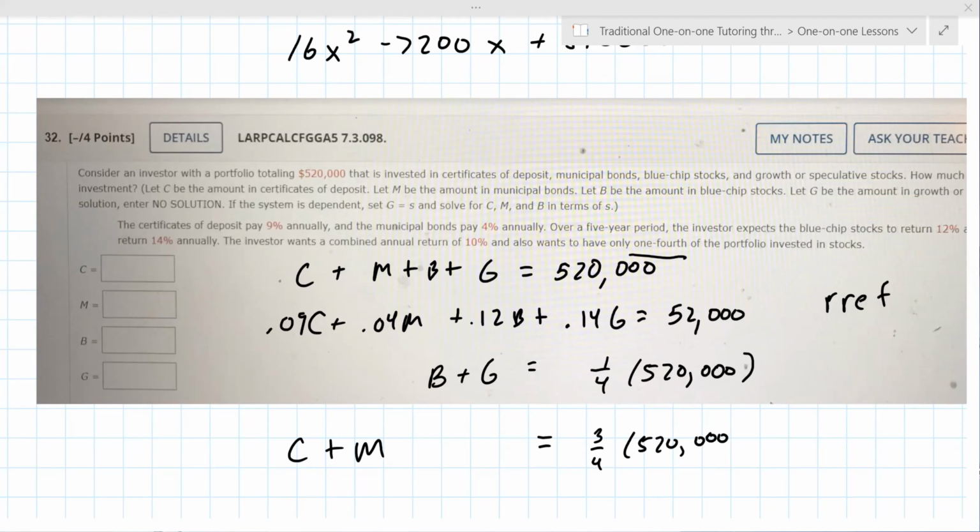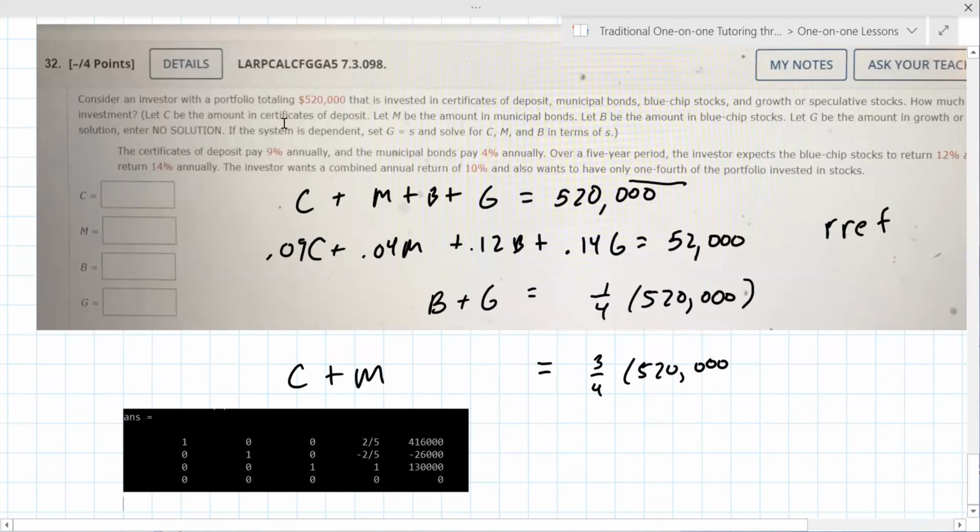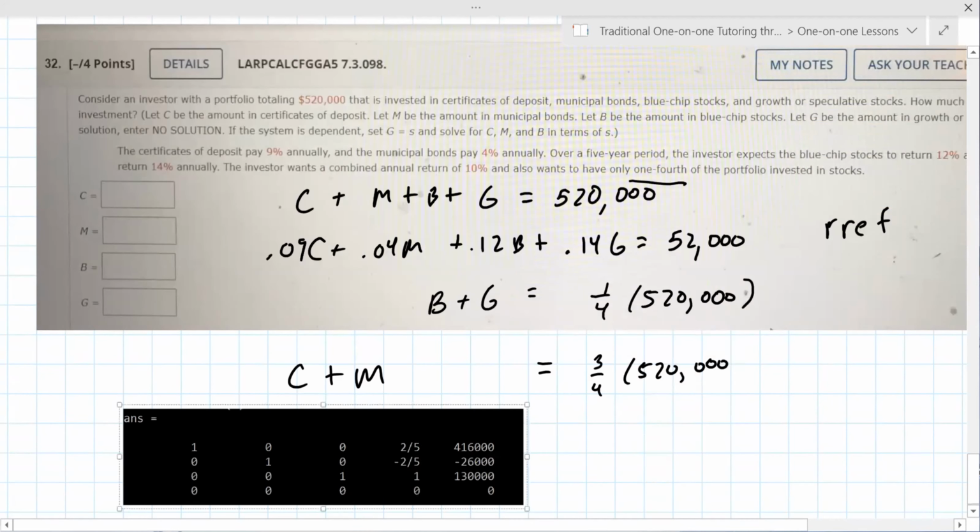Oh yeah, so you should get an entire row of zeros when you do this. And that tells us, okay, we have to do something about this. So I think it even says here, if the system is dependent, set G equal to S and solve for C, M, and B in terms of S. So your final calculation looks something like this.